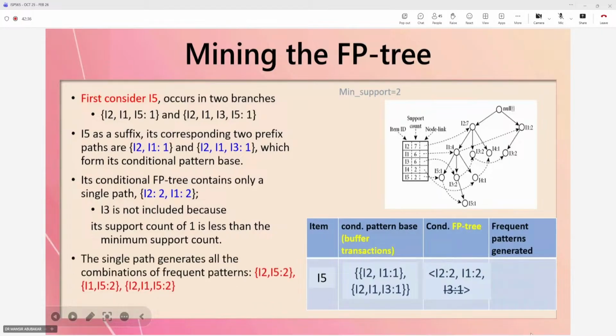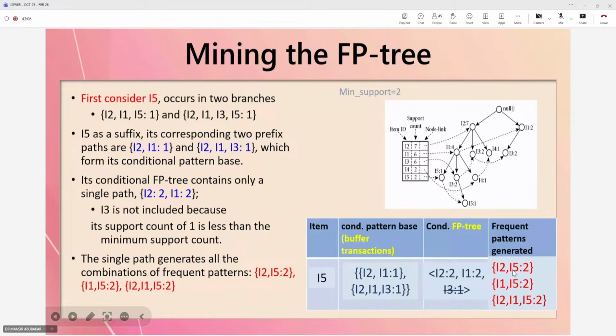So the single path generates all the combinations of pre-conditions, that is I2, I5, I1, I5, I2, I1, I5. That is a single path. But for the conditional path, we have I2, I1, and I1 and I2. So this is actually how the pre-conditions are generated. Can you see the pre-conditions that are generated, which is translated from this explanation?